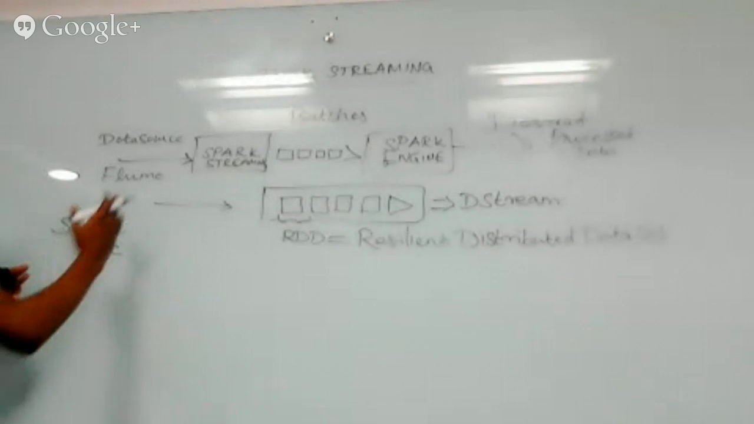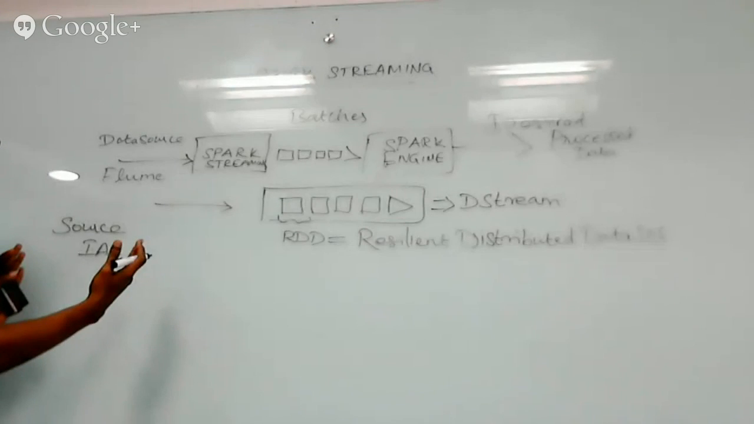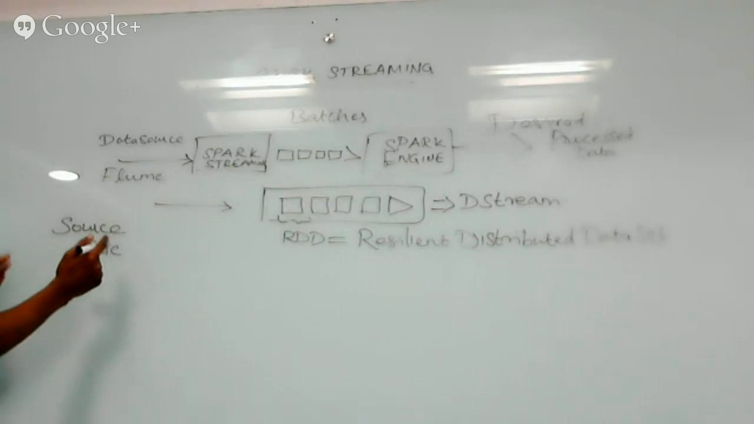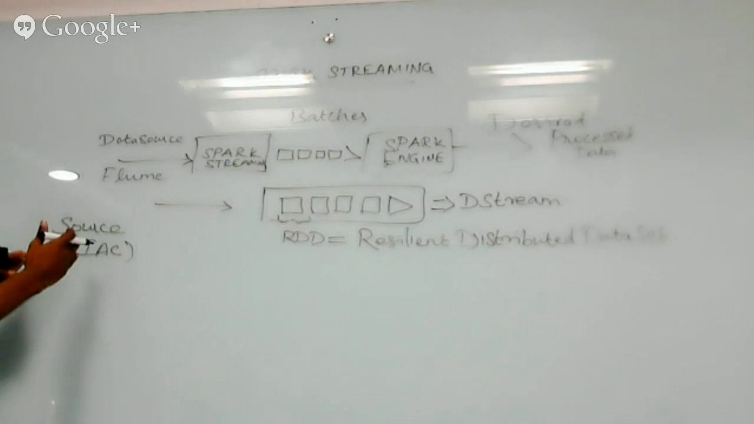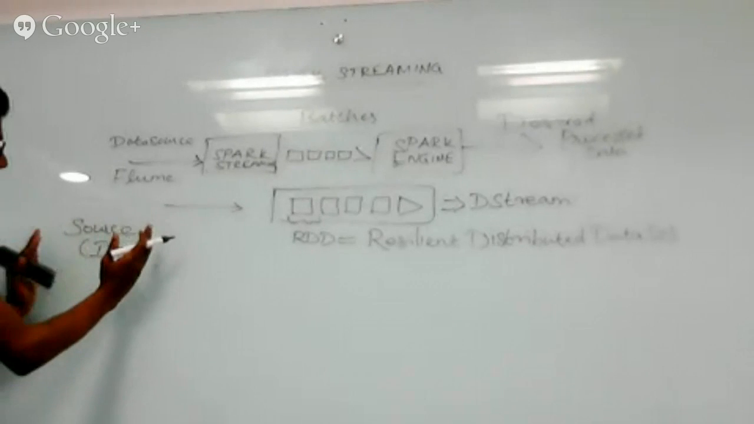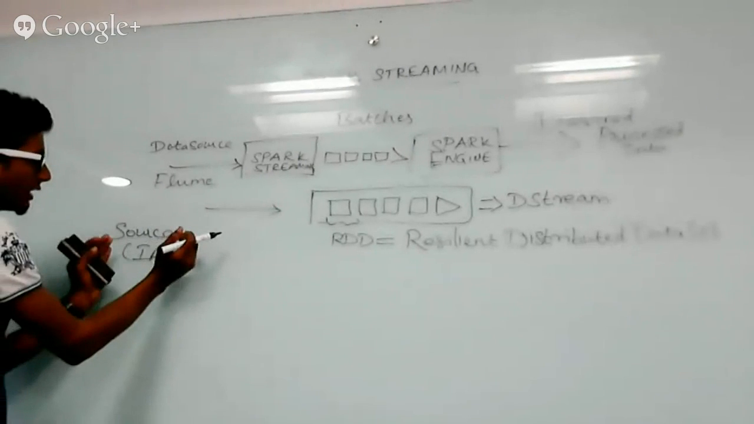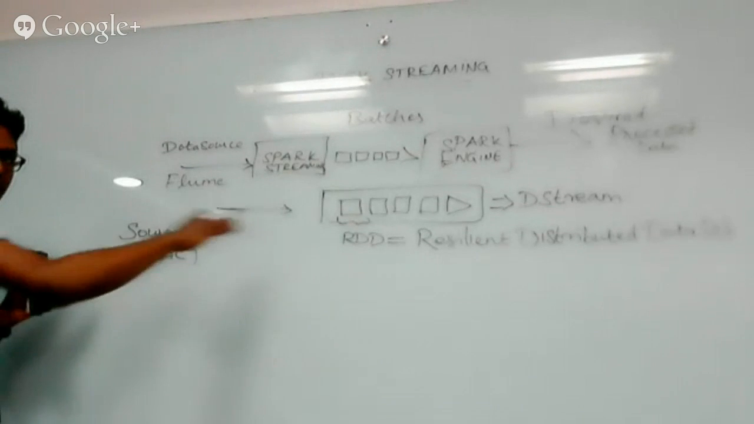What you will do in Spark is call your inbuilt function. The inbuilt function will be written either in Java or in Scala. The function will take this IAC as the input parameter, and it will convert the entire data that is available. Your Hadoop data is nothing but lines and lines of data.